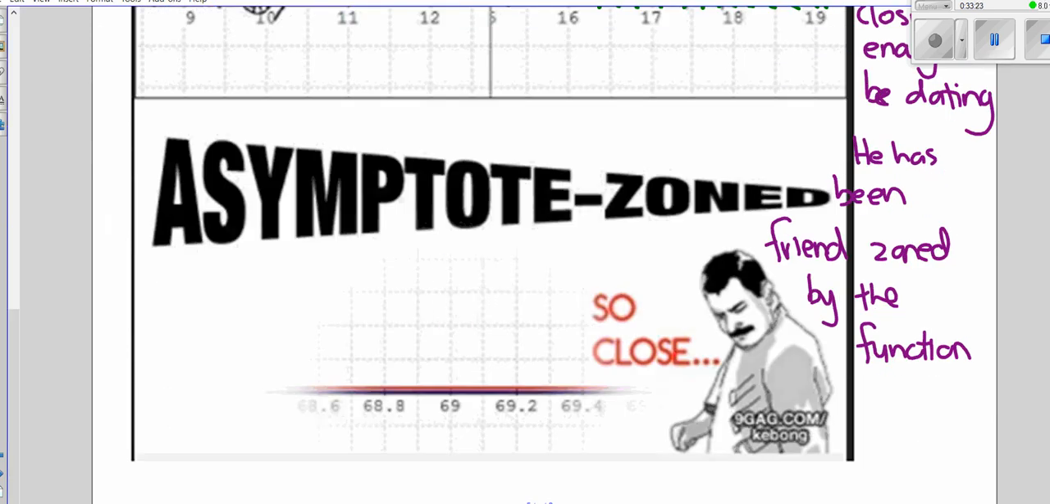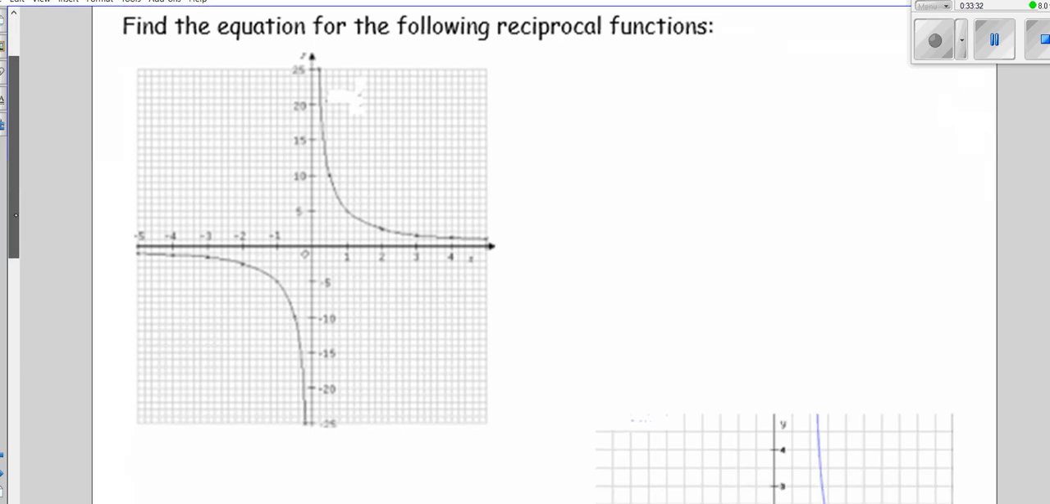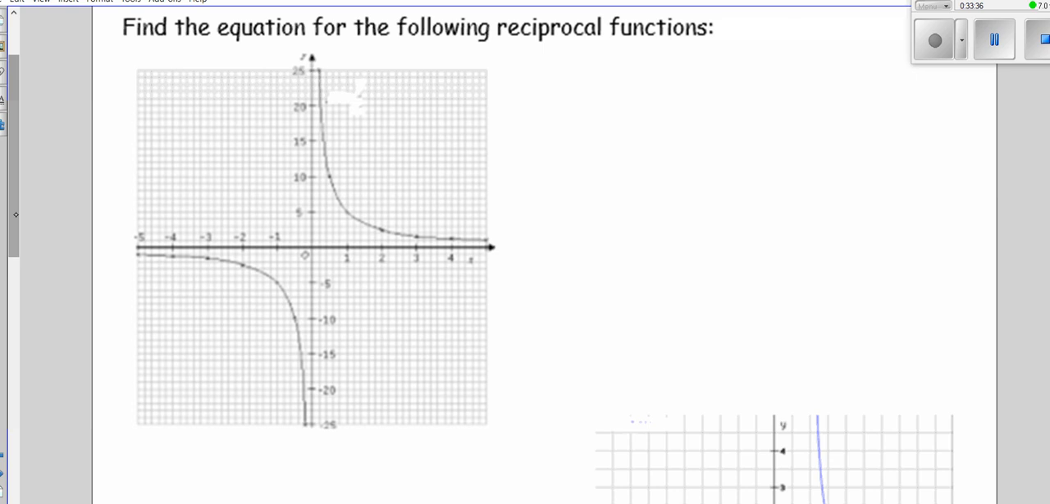So find the equations for the following reciprocal functions. So first of all, let's have a look. What would be its asymptotes? Because the asymptotes will determine whether or not we need to add a plus something at the end, and whether we need any vertical, horizontal shift in there as well. So it seems to be this asymptote. It seems to be going through here. So it's y equals 0. And it seems to have the asymptote going through here as well. X equals 0. So there's no horizontal or vertical shift if you've just got x equals 0 and y equals 0.